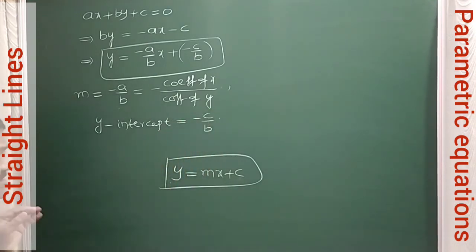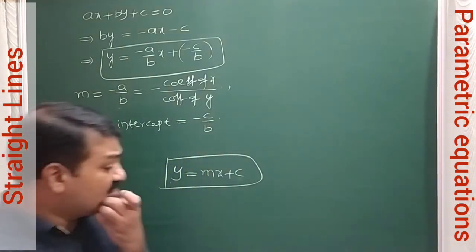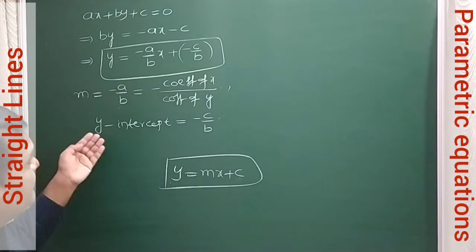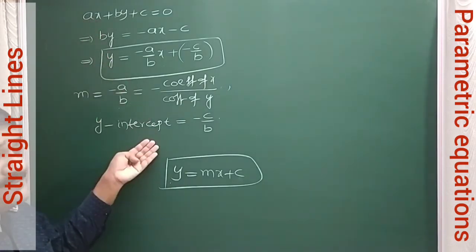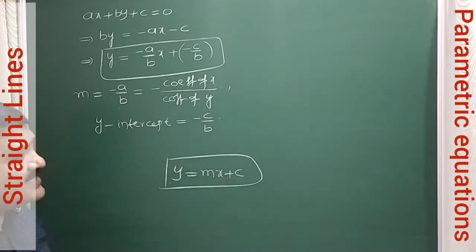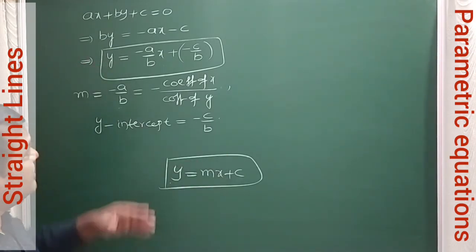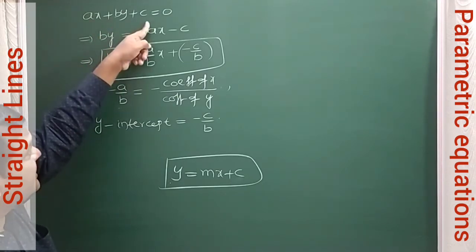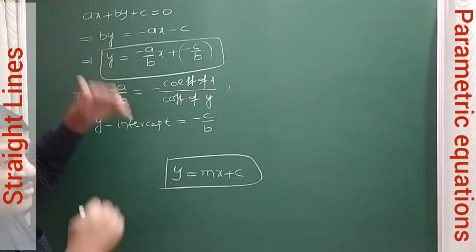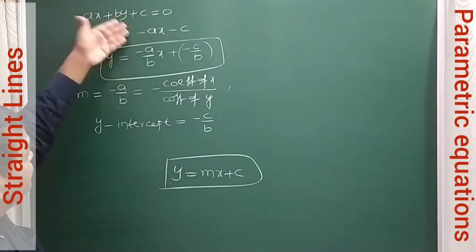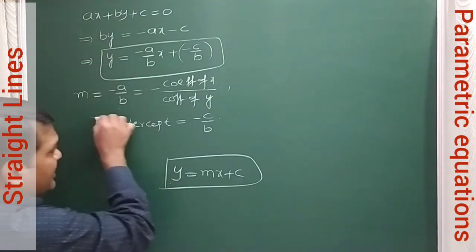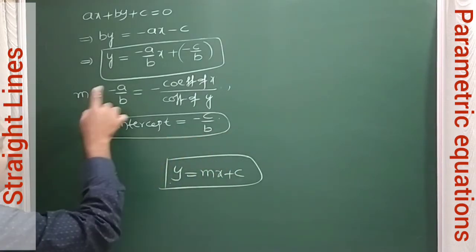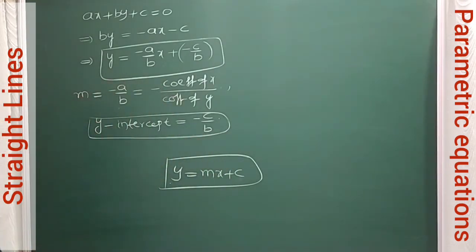So y-intercept is not a big matter, because to get the y-intercept, simply we have to put x equal to 0 in this. We can get it easily. If you want the x-intercept, you have to put y equal to 0. To get the x-intercept of the line, put y equal to 0. To get the y-intercept of the line, put x equal to 0. That is easy actually. It's not a big issue. For slope, you have to remember this formula.